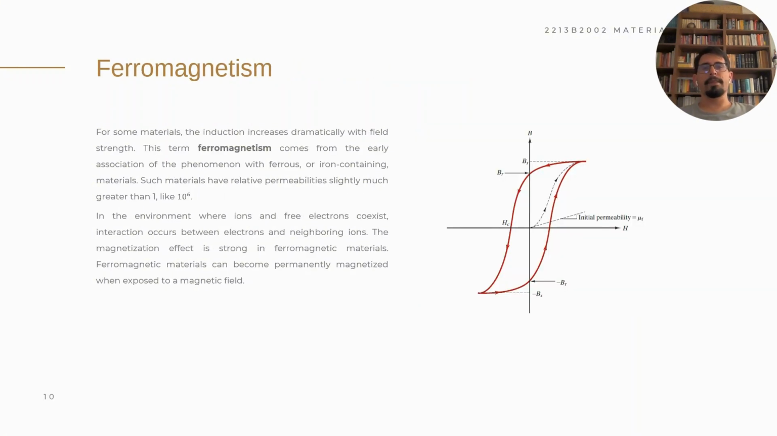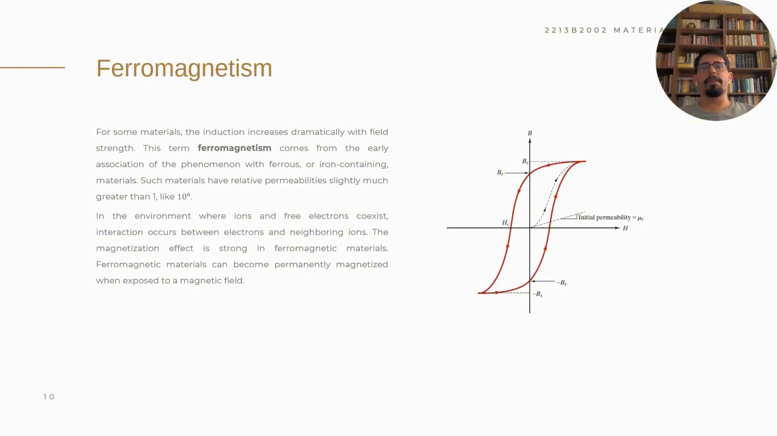In some materials, as the magnetic field increases, the magnetic induction doesn't just rise steadily, it dramatically increases. These are ferromagnetic materials, and they have been historically associated with iron and iron containing compounds. Unlike diamagnetic or paramagnetic materials, which have relative permeabilities close to 1, ferromagnetic materials can have values well above 1, even reaching into the millions. What makes this possible? It's the interaction between electrons and neighboring ions. These materials have unpaired electrons that strongly align under an external field, resulting in intense magnetization.